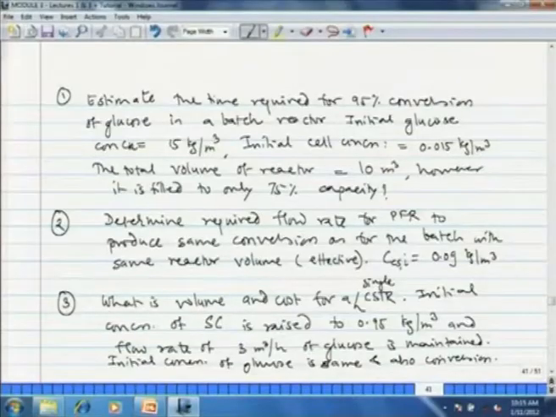We have to answer 3 questions in this. First of all, we have to estimate the time required for 95% conversion of glucose in a batch reactor. Initial glucose concentration has been given as 15 kg per meter cube. Initial cell concentration has been given as 0.015 kg per meter cube. The total volume of the reactor is 10 meter cube. However, it is filled only to 75% of the capacity, so the total working volume is 7.5 meter cube.